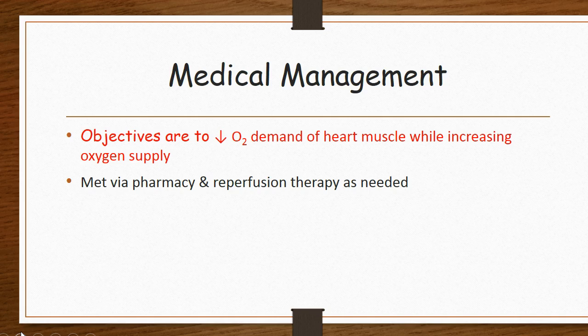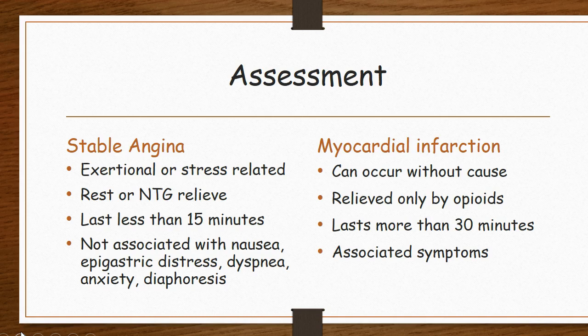So if it's an unstable angina, we're going to reperfuse them. Again, the big difference between stable and unstable: exertional stress related happens with stable, rest or nitroglycerin relieves it with stable, and it lasts less than 15 minutes. With myocardial, it's going to happen any time of day, and for any reason. You could just be sitting there and you're going to have chest pain. It's only relieved by opioids. It lasts more than 30 minutes, and you have associated symptoms with it.